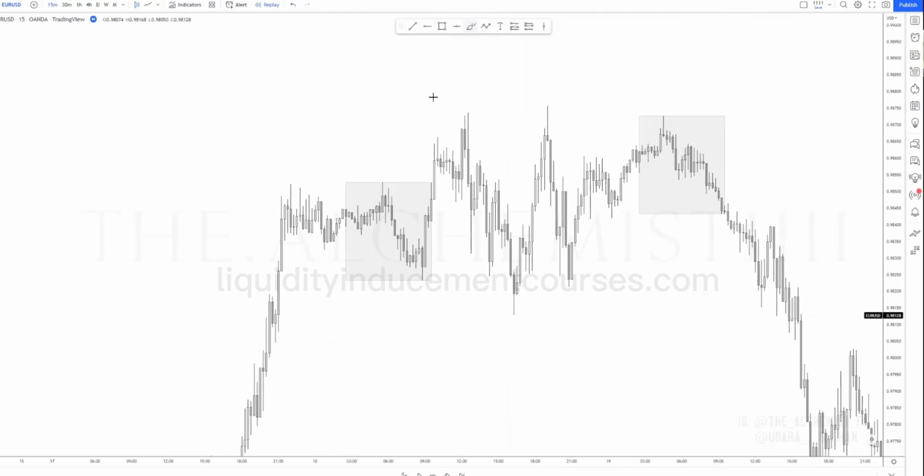So let's see. Look at what happened here. Asia created equal highs. Look at the time of the reversal. Okay, 11:30, 12:30.